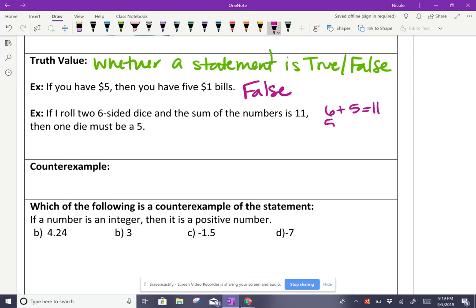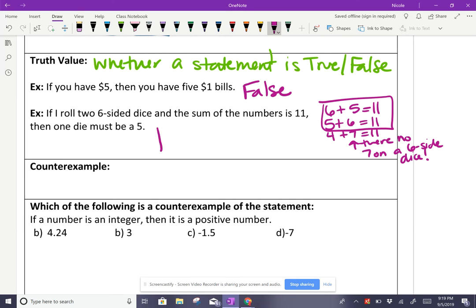Let's move on to 5 for our first die. If our first die has a 5, then the second die has to have a 6 to make 11. If we go smaller than that, 4 plus what equals 11? Well, that would be 7, but there is no 7 on a 6-sided die. So the only thing we could have is a 6 and a 5 or a 5 and a 6. So one of those dice has to have a 5 on it.